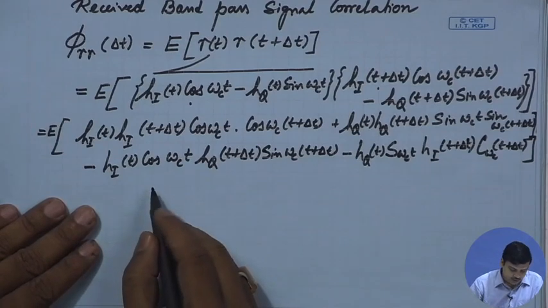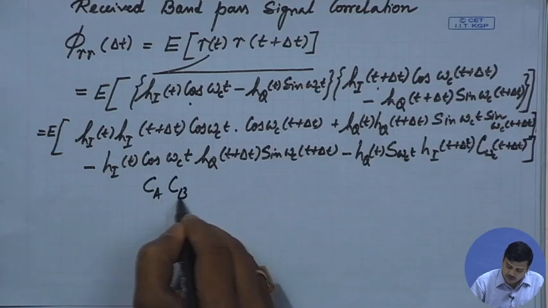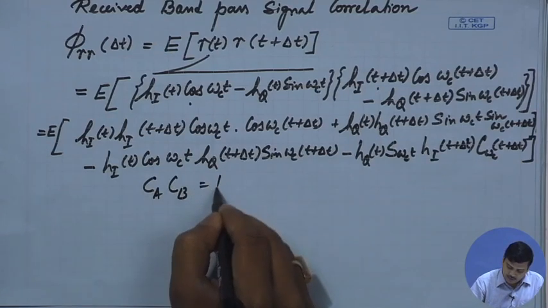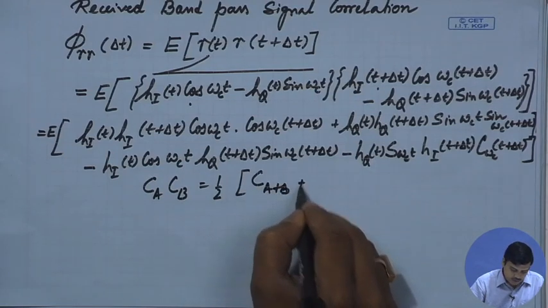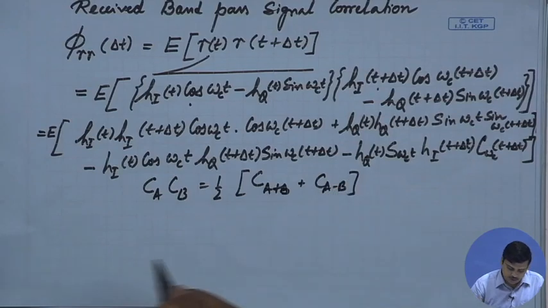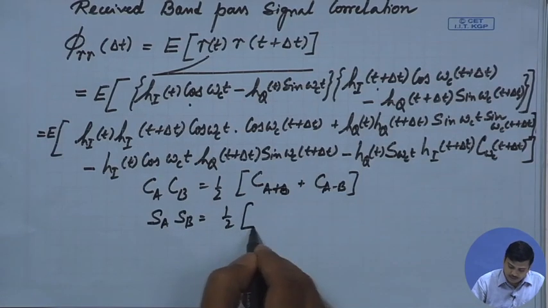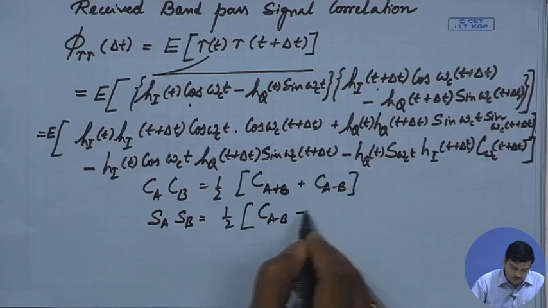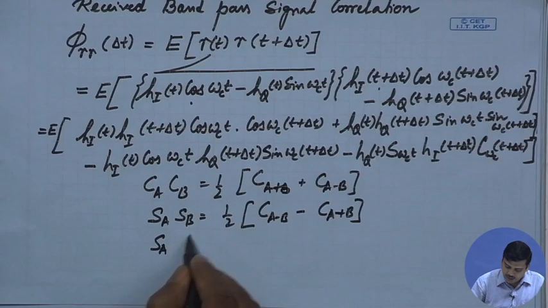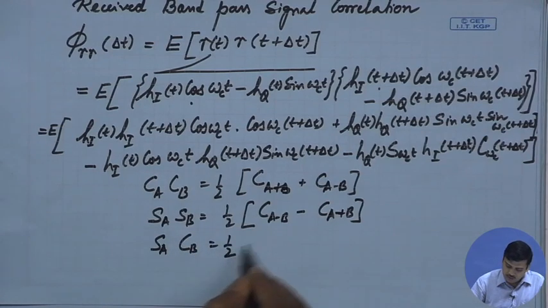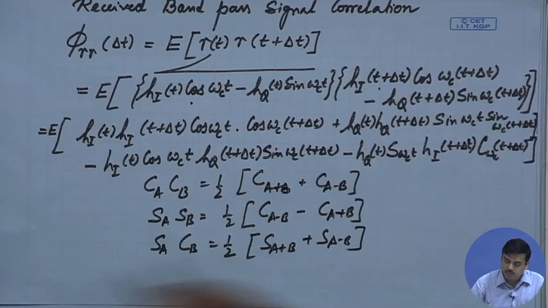So we need to use our laws of trigonometry. We just summarize them. We have cos a times cos b, I am writing it in short, is equal to half of cos of a plus b plus cos of a minus b, and we have sin a sin b. We will use these results: cos of a minus b minus cos of a plus b, and we have sin a cos b is equal to half sin of a plus b plus sin of a minus b.